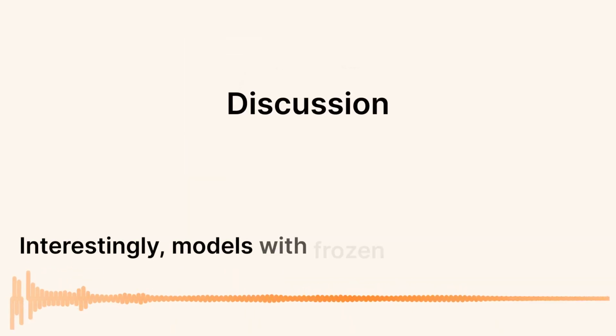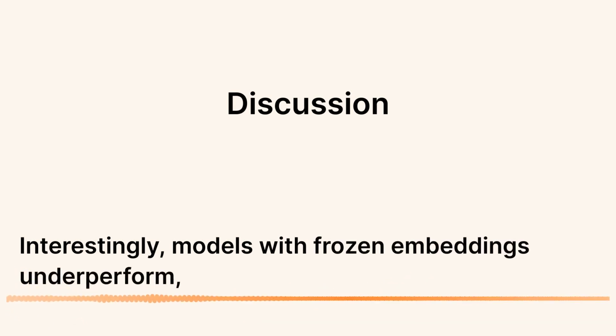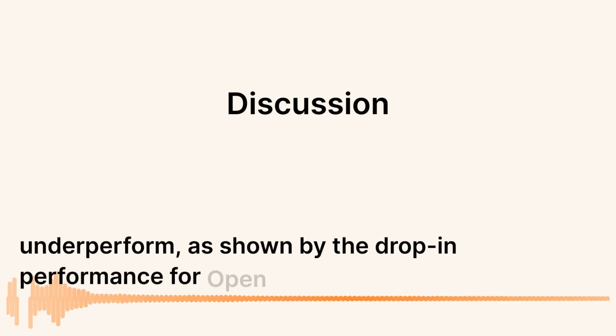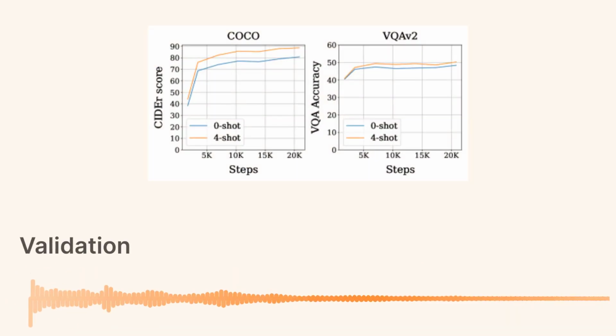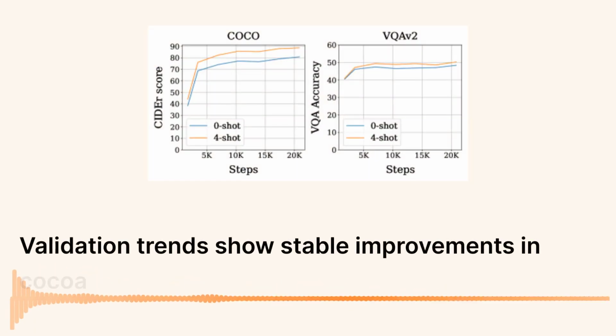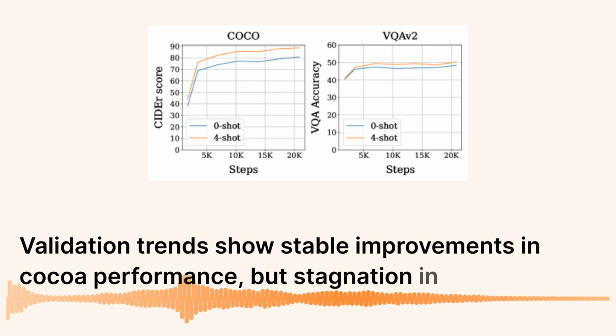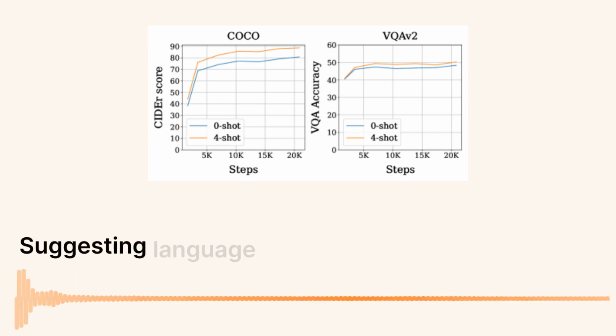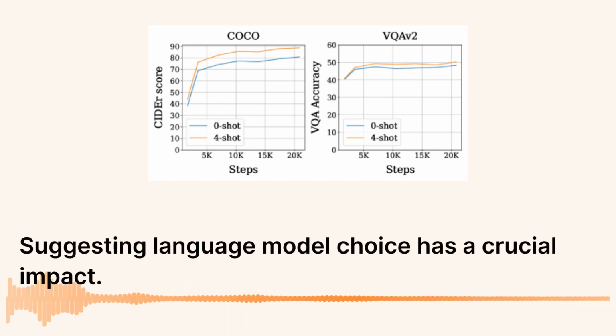Interestingly, models with frozen embeddings underperform, as shown by the drop in performance for OpenFlamingo 4B. Validation trends show stable improvements in COCO performance, but stagnation in VQAv2, suggesting language model choice has a crucial impact.